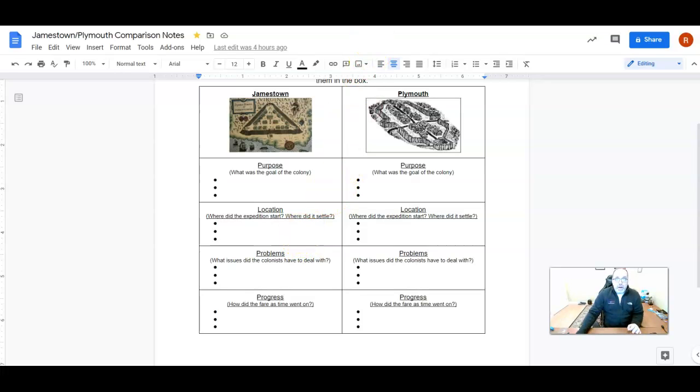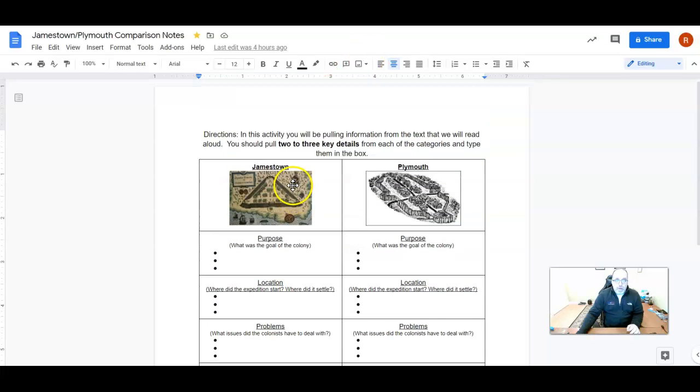Let's get started. We will start with the Jamestown reading. And for those of you who are listening to this on my screencast, just a reminder, here are our directions. You'll be pulling information from the text that we will read aloud, pull 2 to 3 key details for each of the categories and type them in the box. Okay? No copy and pasting. I'd like you to write out what you hear. Okay? All right. Jamestown.